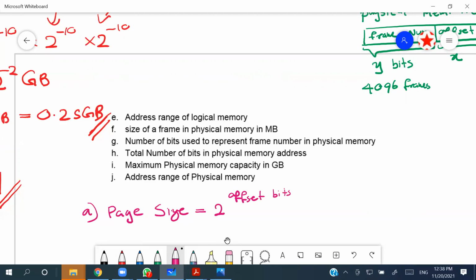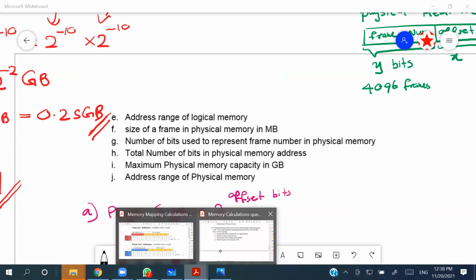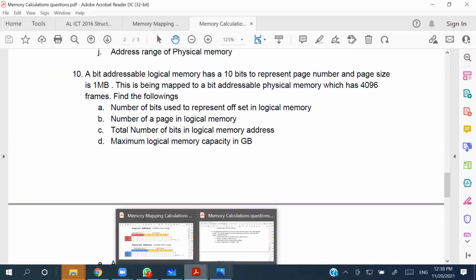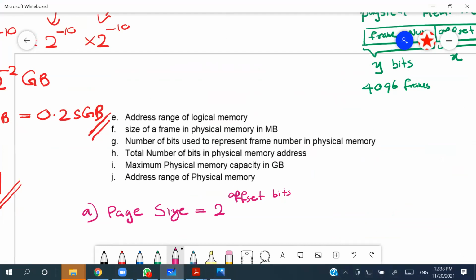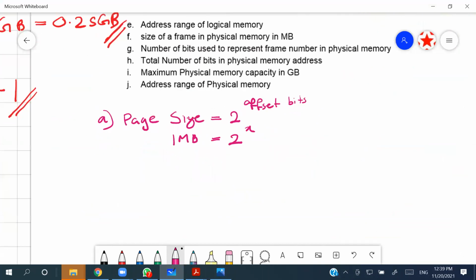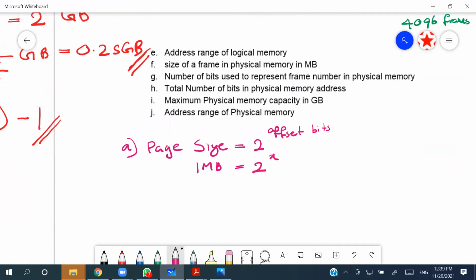Right, so the page size means it is how much? 1 MB equals to the power X we can take. Right, so that means 1 MB means what? We have to take it from the bits. So 1 MB should be converted into bits. So MB become KB, KB become bytes, bytes become bits.